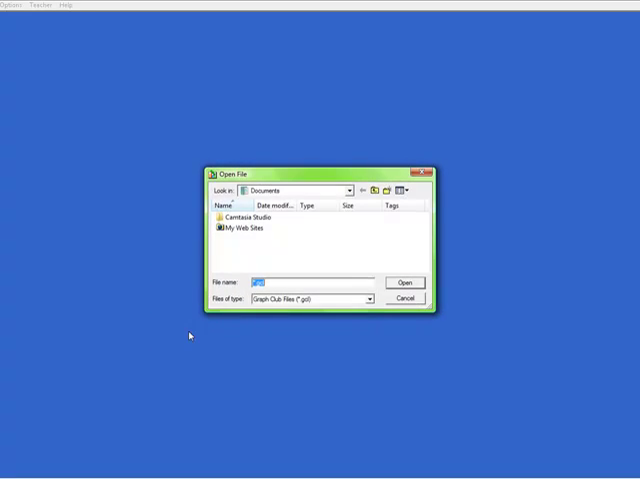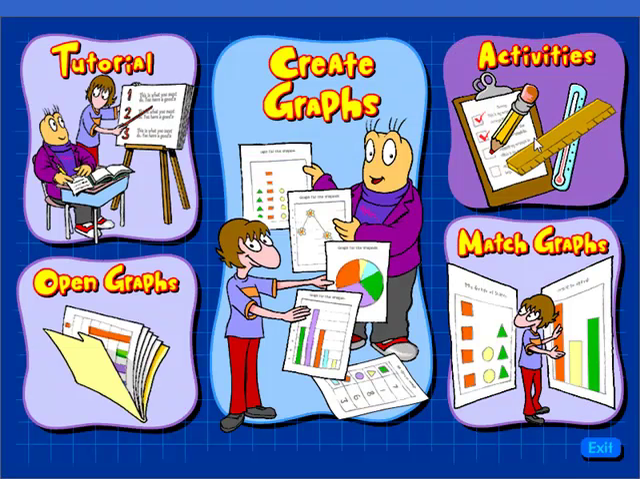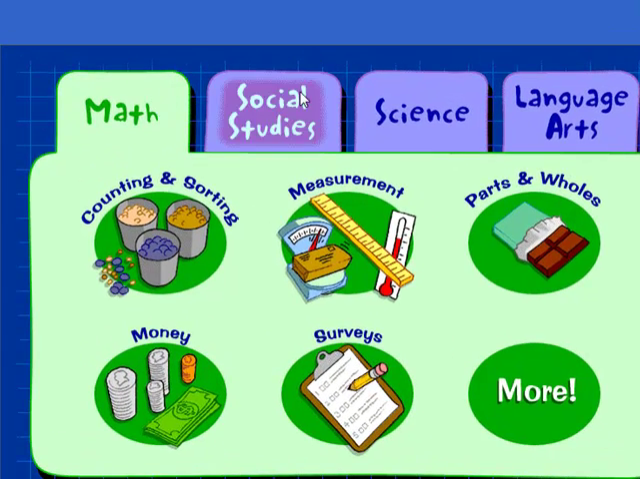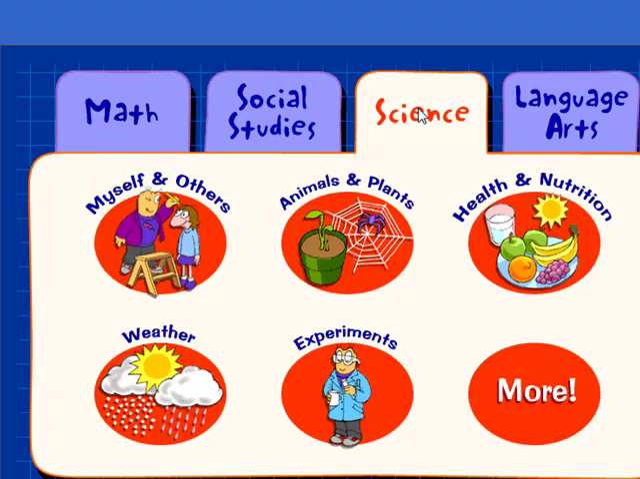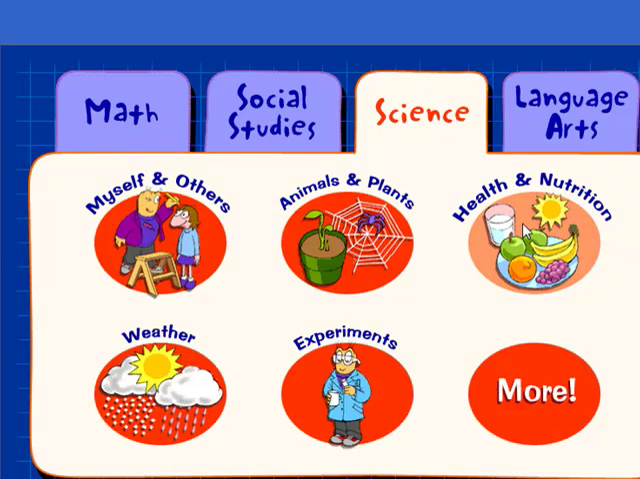In Open Graphs, you can come to open previously saved graphs. This is the activity section. The activity section lets you choose from the subjects math, social studies, science, and language arts activities. When you choose one, it gives you a pre-made activity with directions for you to follow.